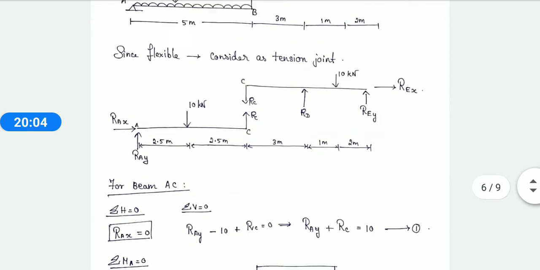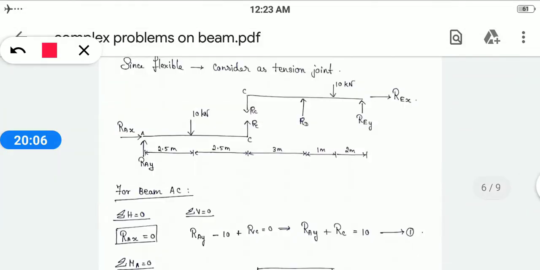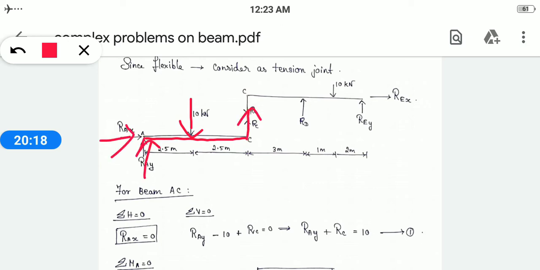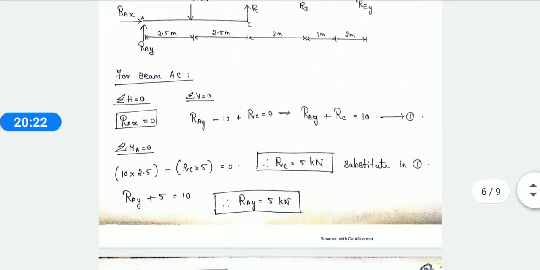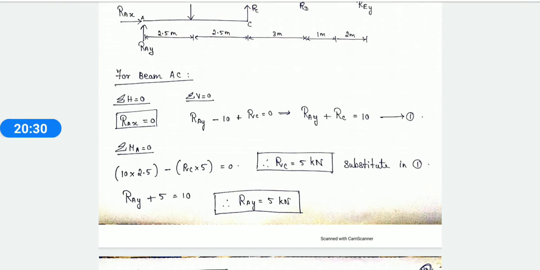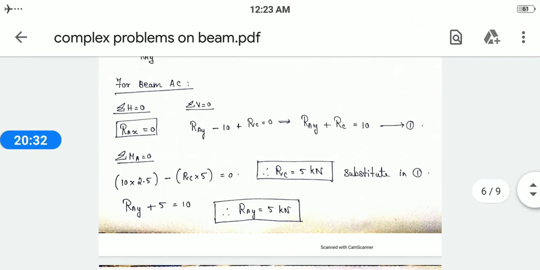When you consider first A to C, you have to take only this beam. How many reactions or forces are there? One is 10 kilonewton, the other is RC acting upward, RAY and RAX. Consider all these forces and do your summation of H equal to 0, summation of V equal to 0 and moment equal to 0. When you do that, you will get a value for RC, RAX and RAY.